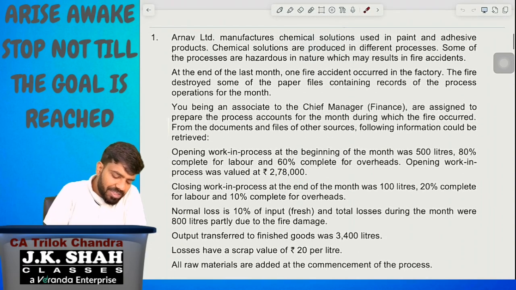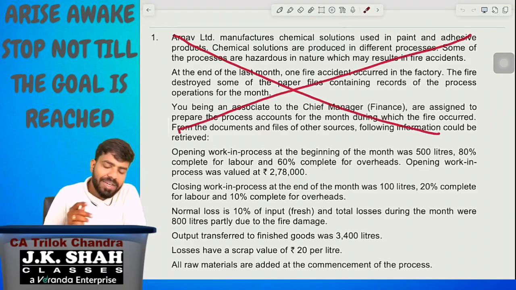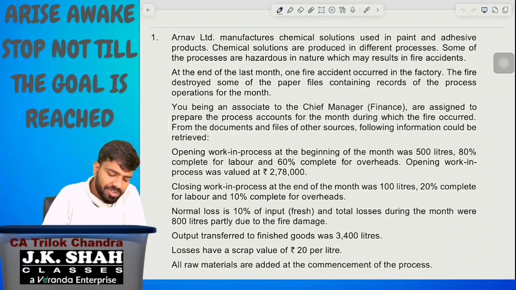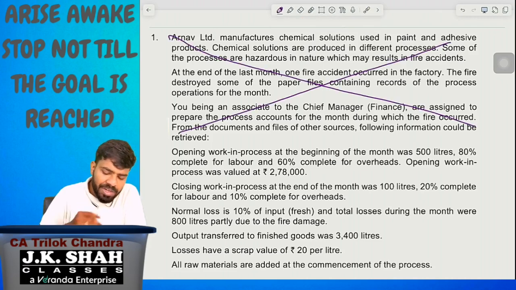So these first 3 paragraphs are in no way related to the solution. They have given a big story, some fire accident story. No need to consider that. Look at the next paragraph.